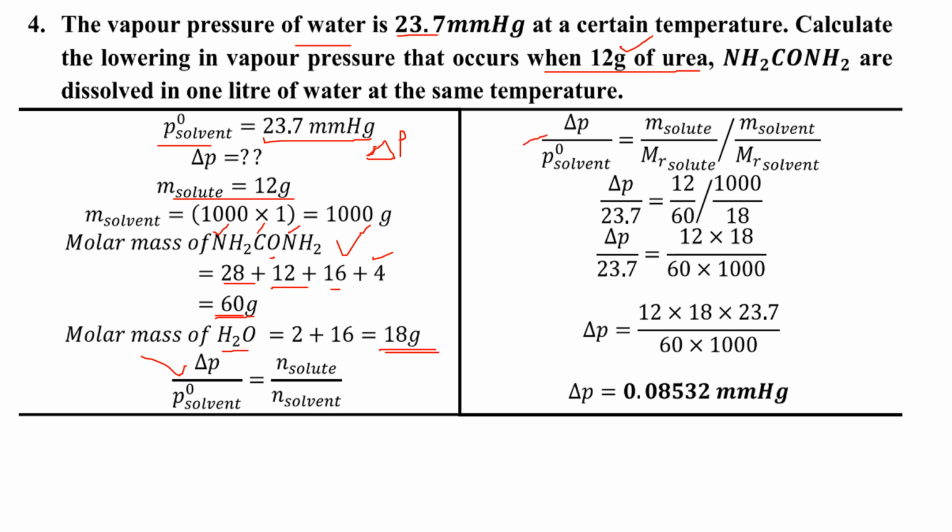So change in P divided by vapor pressure of the pure solvent should be equal to the mole fraction of the solute, everything divided by the mole fraction of the solvent. Now to get mole fraction of the solute, the given mass was 12 divided by the RFM, which is 60. For the solvent, the given mass was 1000 because they gave us 1 liter of water. Now I told you to get the mass of anything from its volume, you multiply its volume by its density. We all know that the density of water is 1 gram per centimeter cubed.